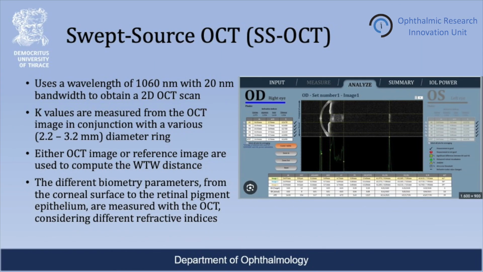Swept source OCT uses a wavelength of 1060 nanometers with 20 nanometers bandwidth to obtain a two-dimensional OCT scan. Keratometry values are measured from the OCT image in conjunction with a various 2.2 to 3.2 millimeters diameter ring. In some devices, OCT image is used for white-to-white distance measurement. However, other devices use the reference image to compute the white-to-white distance. The different biometry parameters, from the corneal surface to the retinal pigment epithelium, are measured with the OCT, considering different refractive indices. Swept source OCT technology is the most used method for the preoperatively ocular biometry assessment in pseudophakic presbyopia correction.